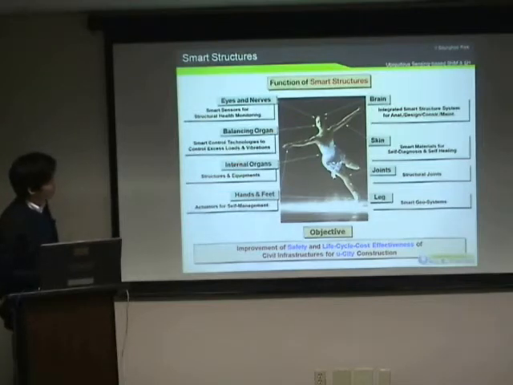Anyhow, we want to develop a smart structure like our human body system. Actually, she has a very smart and intelligent body system in terms of not only appearance but also functionality. As you can see here, a sensor system such as eyes and nerves, and a control system like the balancing organ and other biological systems. So we can improve the safety and life cycle effectiveness of civil infrastructure for ubiquitous city construction.